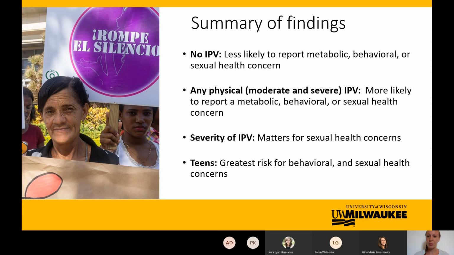And then when we look at age groups, we also found that teens of all age groups of women reported the greatest risks specifically for behavioral and sexual health concerns. Not metabolic health concerns, which makes sense, right? Because one would assume the effects of chronic stress that result from intimate partner violence take some time to build up and start having an impact on metabolic health concerns like blood pressure and blood sugar levels.